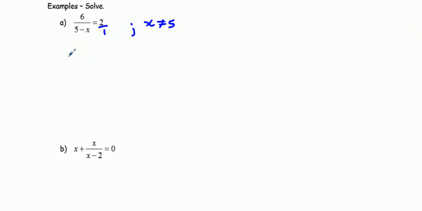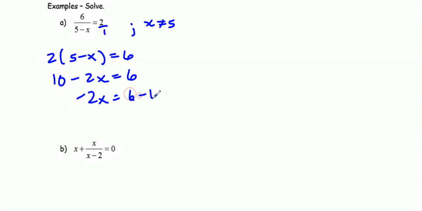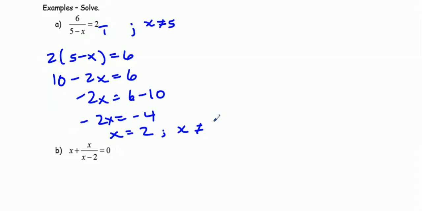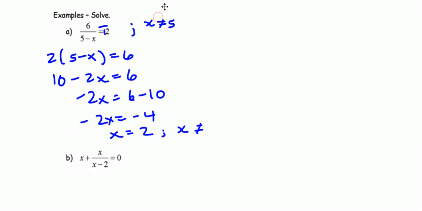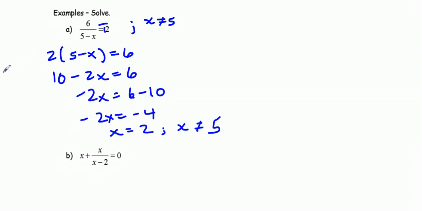Okay. Cross multiply and we get 2 times 5 minus x equals 6. That's super easy. It's like grade 10 or grade 9 all over again. 10 minus 2x equals 6. Minus 2x equals 6 minus 10. Minus 2x equals minus 4. And x equals 2. So this particular one is x equals 2, where x cannot equal 5. All right, let's do the next one.